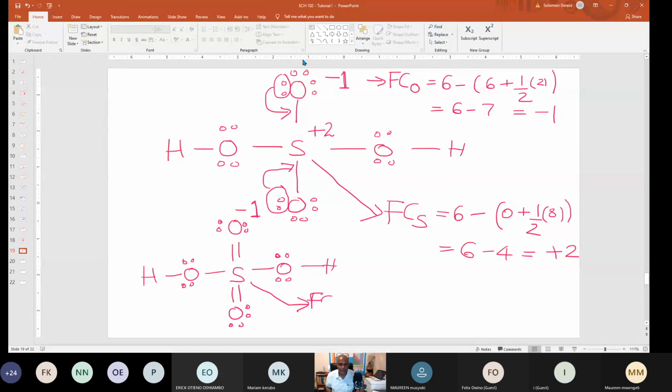Formal charge on the sulfur: the total number of valence electrons is 6, minus non-bonding electrons, which is 0, minus half of the bonding electrons. How many bonds do you see the sulfur forming? 6. 6 times 2, 12. Yeah. So this is 6 minus 6, 0, because 12 divided by 2 is 6. 6 minus 0 minus 6 is 0. This sulfur is neutral. All the oxygens are neutral. This is the correct structure of sulfuric acid.